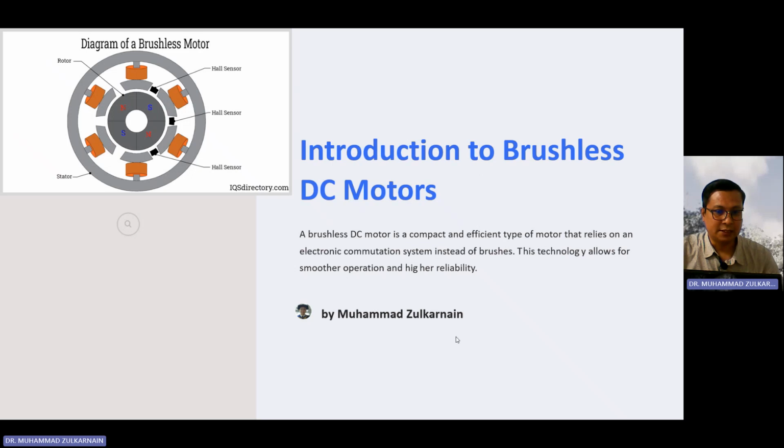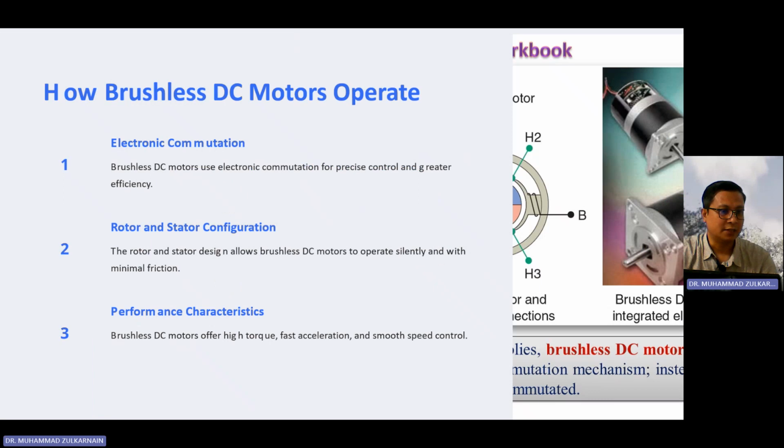So the brushless motor is a compact and efficient type of motor that relies on an electronic commutation system instead of brushes. This technology allows for smoother operation and higher reliability. So electronic commutation: brushless DC motors use electronic commutation for precise control and greater efficiency. Because this makes it easy to control the speed, they will use it to operate the brushless DC motor.